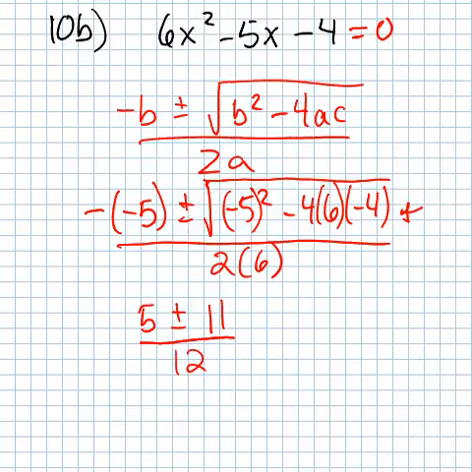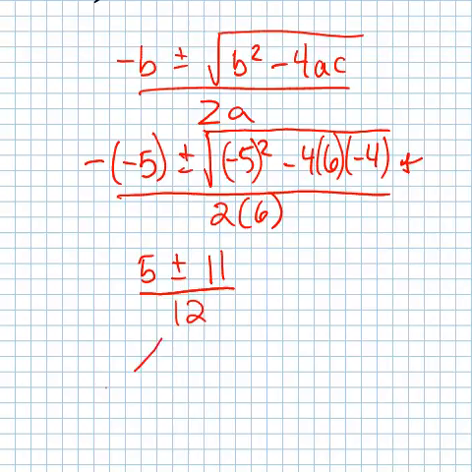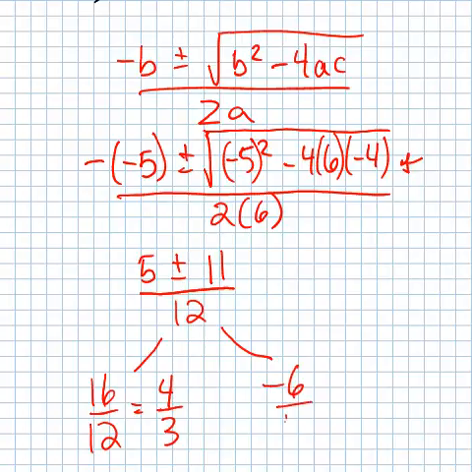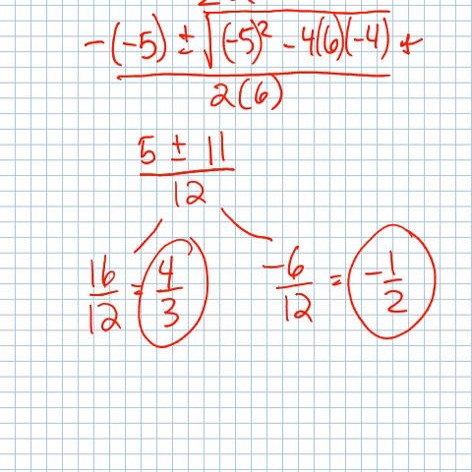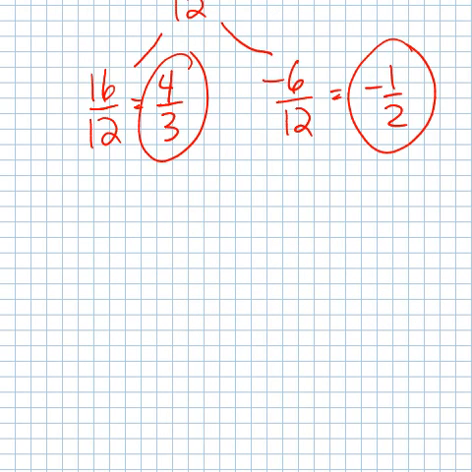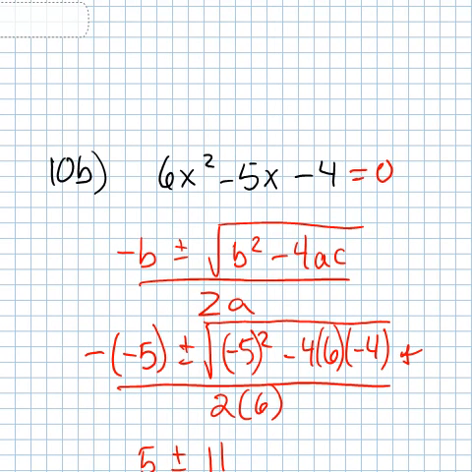So if I do 5 plus 11, that gives me 16 over 12, which is the same as saying, well, divide them both by 4 here, and you get 4 over 3. If you do 5 minus 11, you get negative 6 over 12, and that equals negative 1/2. So those are your two answers, but that's not the answer they give you in the back of the book. They want you to find the factors that can be multiplied together to get you 6x squared minus 5x minus 4.